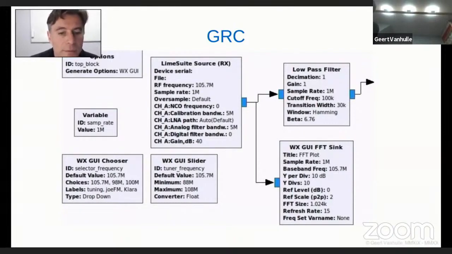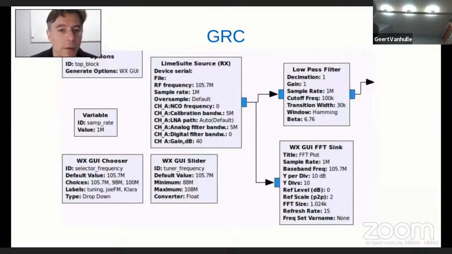GRC actually allows for adding blocks like variables, and I have here a variable called samp_rate. These are variables that you can use in all of the blocks so that you don't need to adapt all these parameters in all the different blocks if you would want to make some changes to your flow graph. So now I have a variable called samp_rate with a value of 1 megasamples, and I can use this as a parameter in the different blocks.